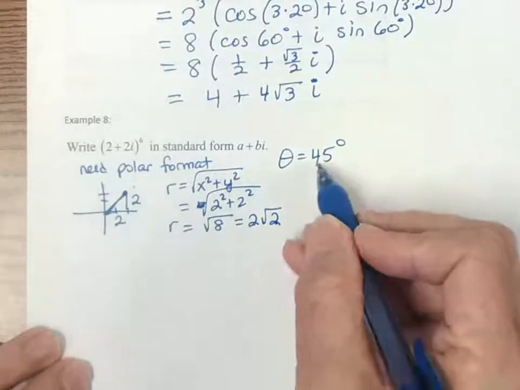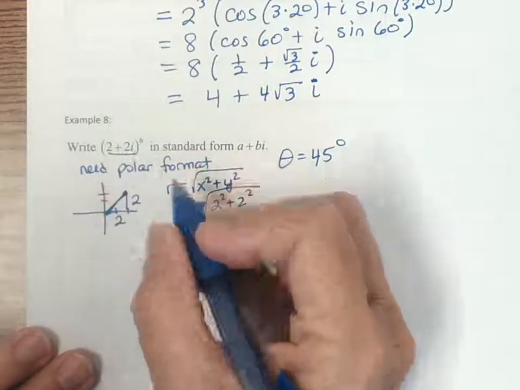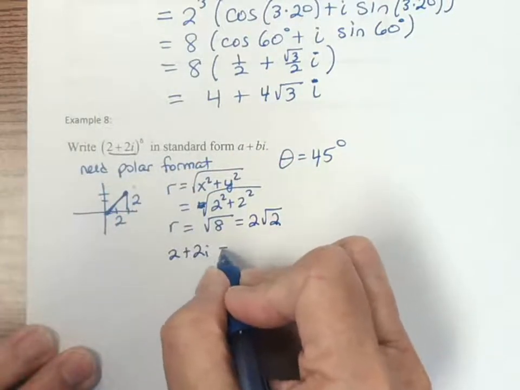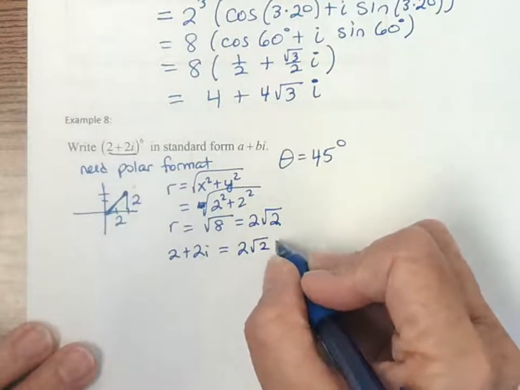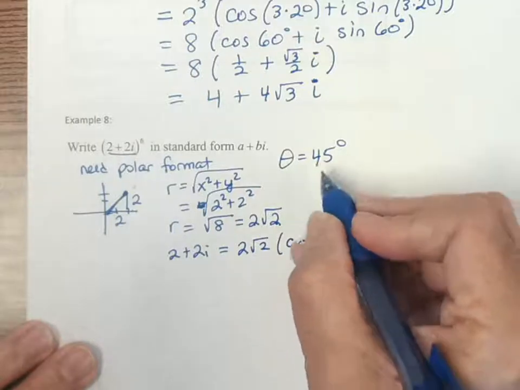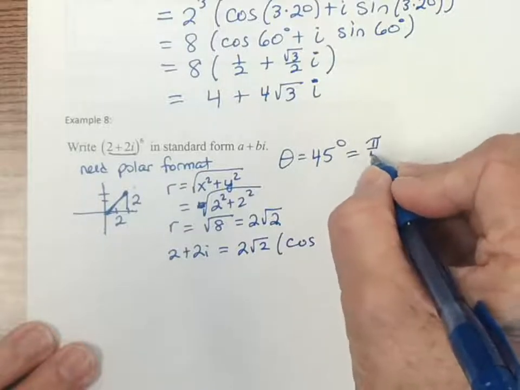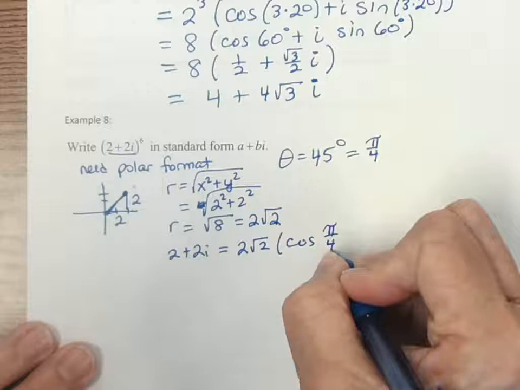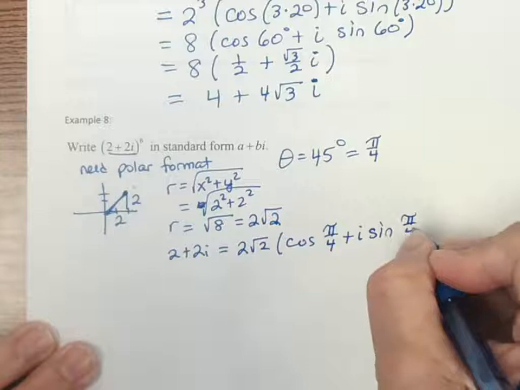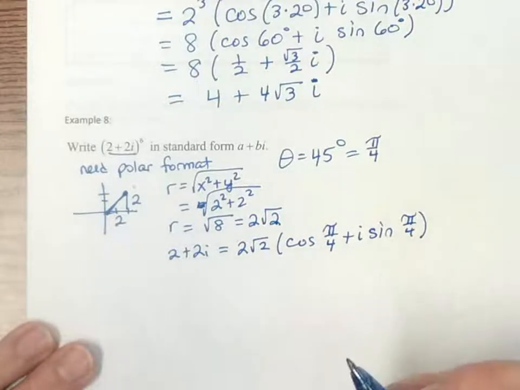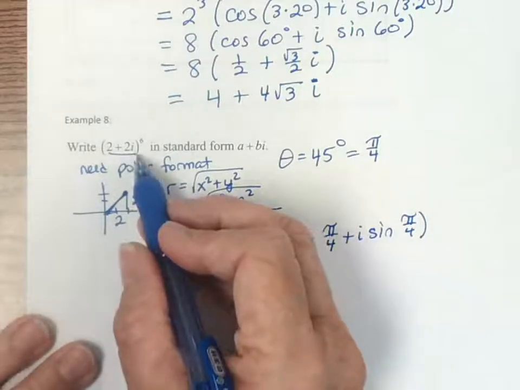Okay, we've got our radius. We've got our angle. So now I can write this piece of it, 2 plus 2i, can be written as 2 square root of 2 cosine. And I could do that either in degrees or radians. So I'm going to go ahead and do radians here, just because, plus I times the sine of pi over 4. You can use either one. It's not going to change our answers here whatsoever. Okay, but I want to take this and raise it to the 6th power.